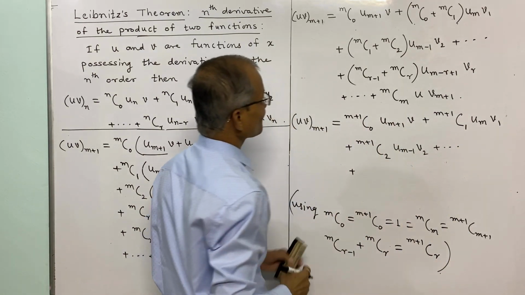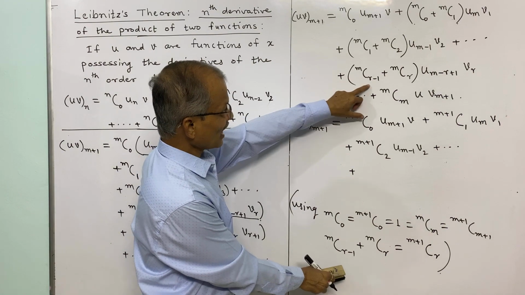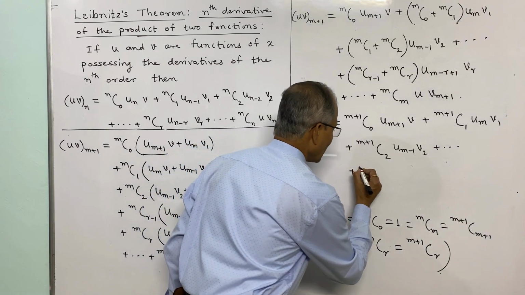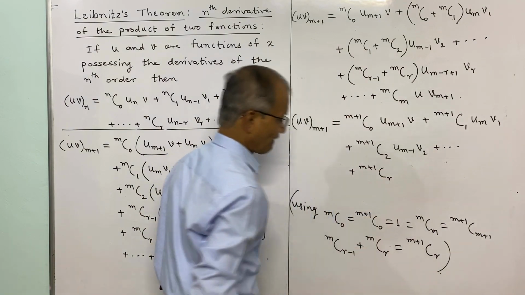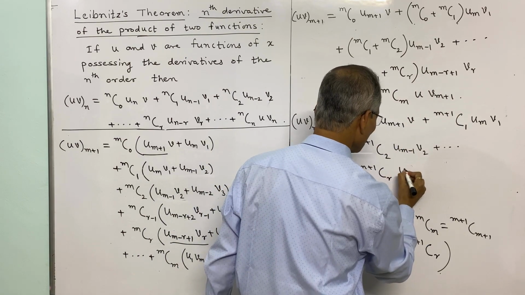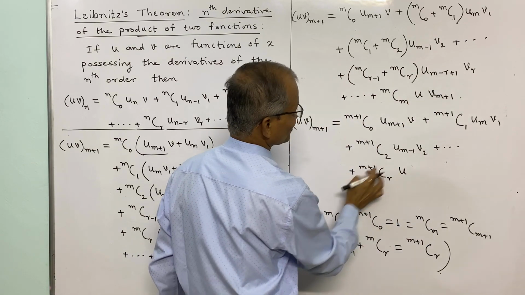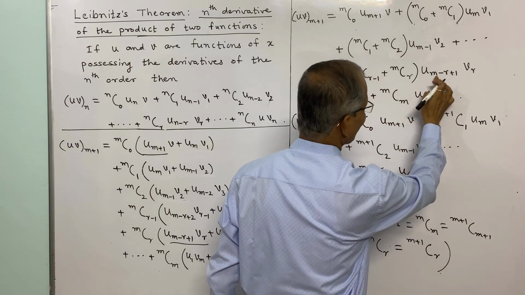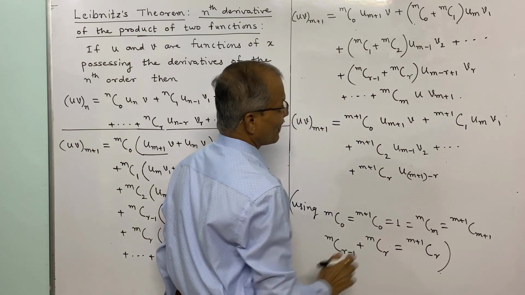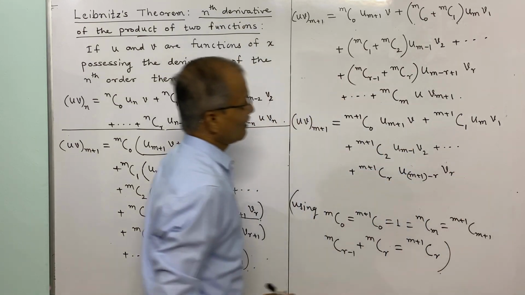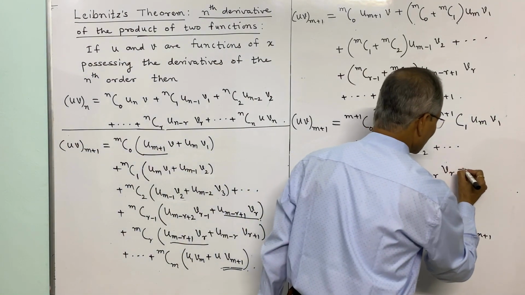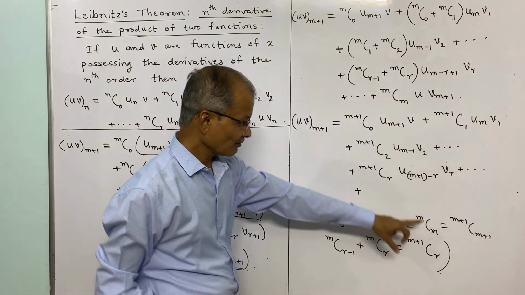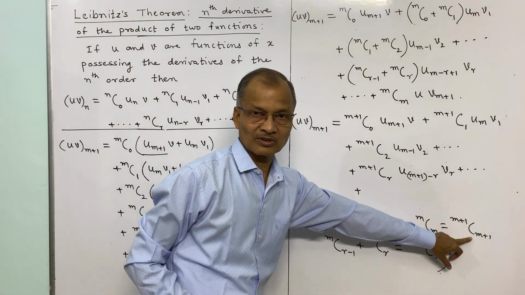Now what is the general term? It is the same, m choose r minus 1 plus m choose r, and it is exactly m plus 1 choose r, and I shall write the derivative of u with order m plus 1 minus r, into vr. It is continued, and the final term I shall write as m choose m, but m choose m is the same as m plus 1 choose m plus 1.